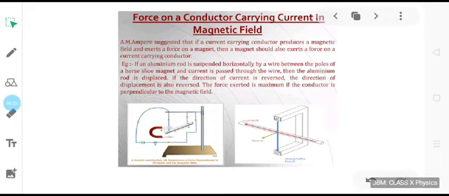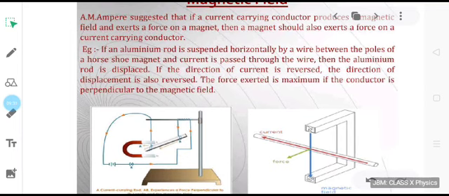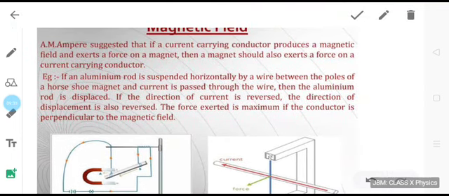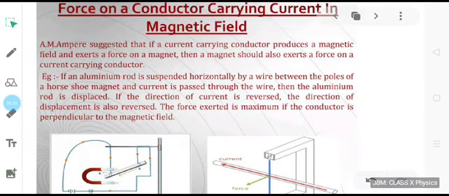So this entire understanding regarding force experienced by a current carrying conductor when kept in a magnetic field was actually thought of by A.M. Ampere. A.M. Ampere suggested that if a current carrying conductor produces a magnetic field and exerts a force on a magnet, then a magnet should also exert a force on the current carrying conductor. Forces always exist in pairs.